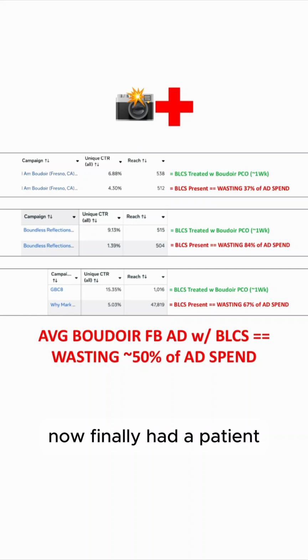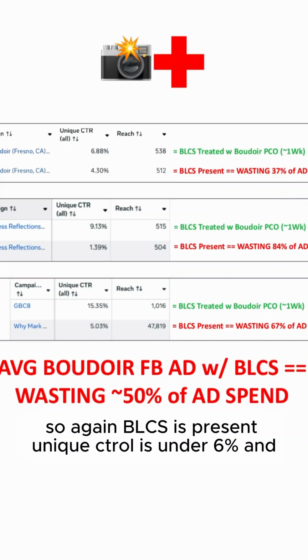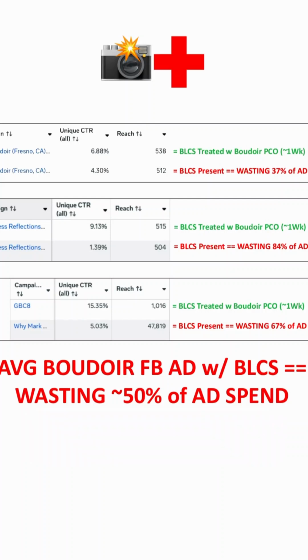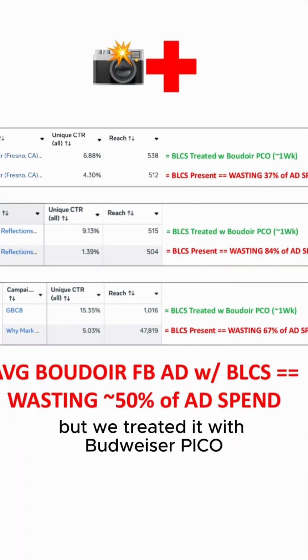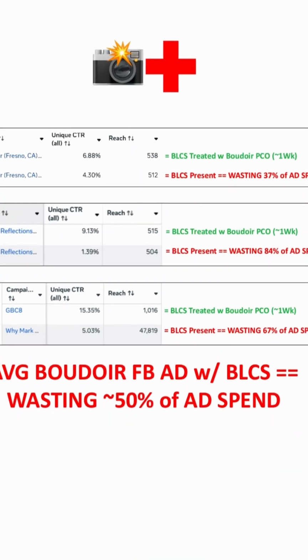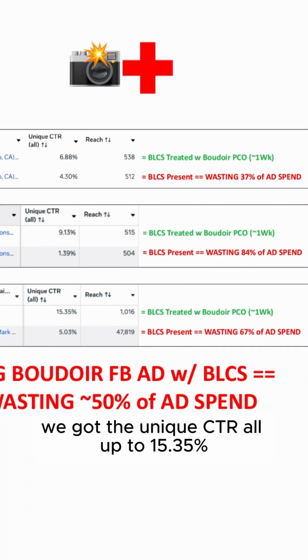Now, finally, had a patient, his Boudoir Facebook ad had a unique CTR all of 5.03%. So again, BLCS is present. Unique CTR all is under 6%. And we actually did a lot with this one. But we treated it with Boudoir Pico. Took about a week. We got the unique CTR all up to 15.35%.